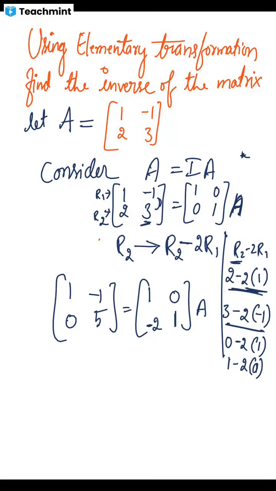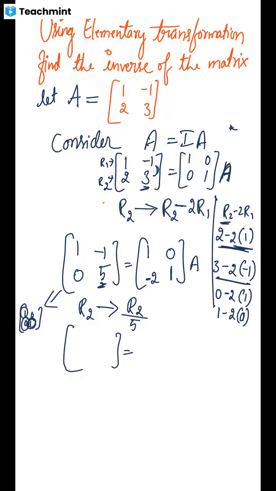Now the left hand side matrix has to become the identity matrix. In this place I got 1, in this place 0, but in this place I need 1 and I have 5. What to do? Since I need 1 in the second row, divide the second row by 5, R2 tends to R2 by 5. Now the first row elements stay as it is: 1 minus 1, 1, 0. The second row is divided by 5: 0 by 5 is 0, 5 by 5 is 1, minus 2 by 5, and here 1 by 5.